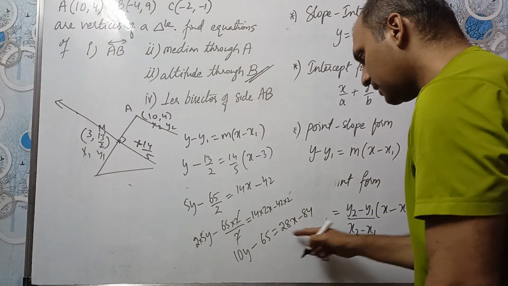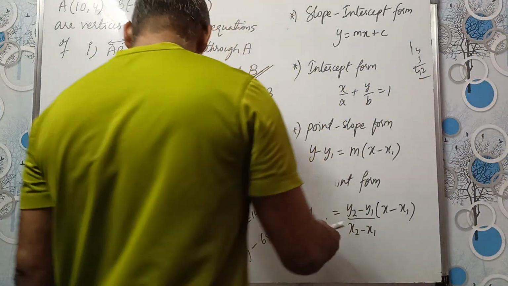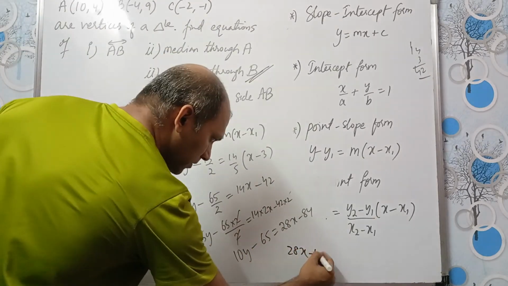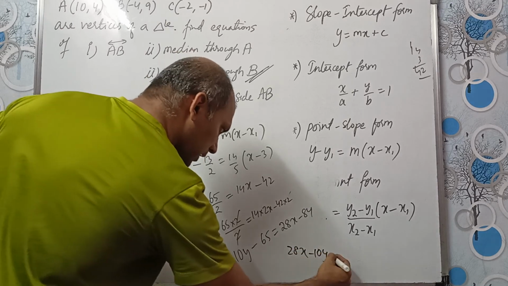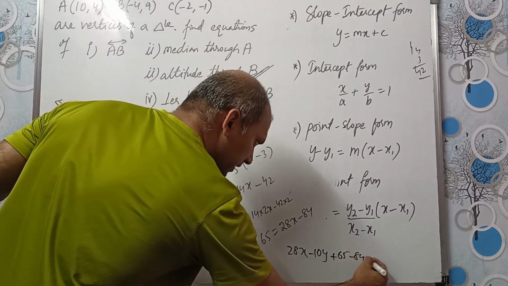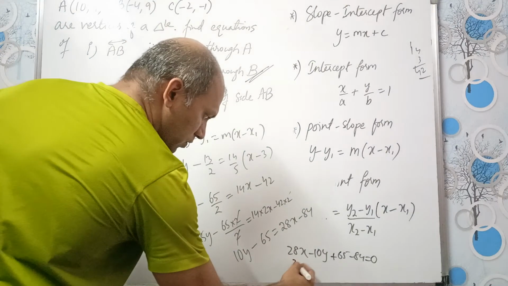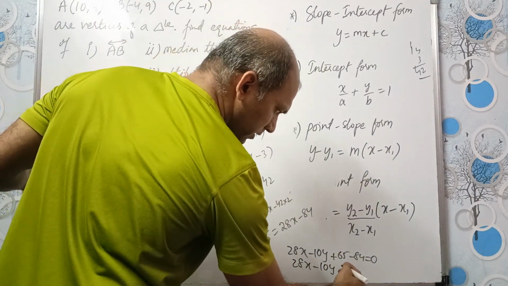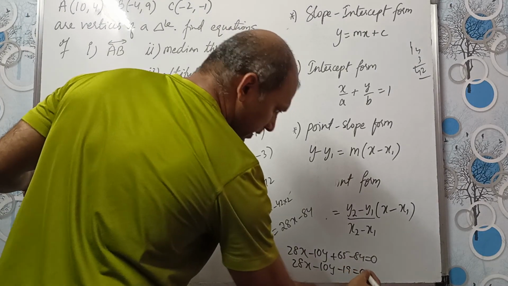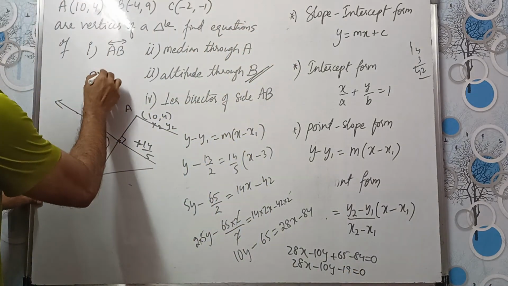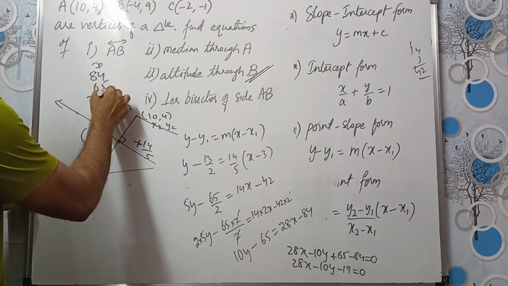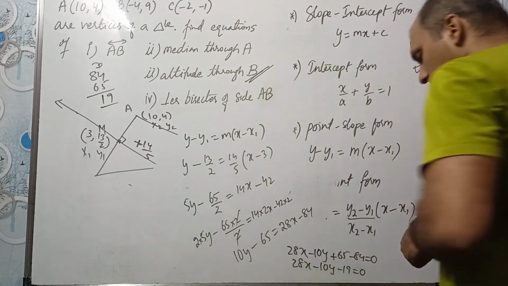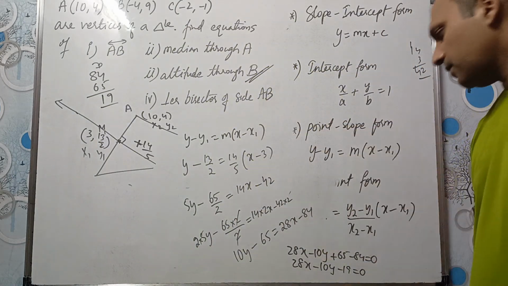So send this 10y and 65 on the other side. So let me write it here. 28x minus 10y, okay, plus 65 minus 84 is equal to 0. So we have 28x minus 10y and this will be equal to 19. Yes, minus 19 is equal to 0. 84 and 65, 84 minus 65 is 19. Okay, so this is the equation of the perpendicular bisector of AB.